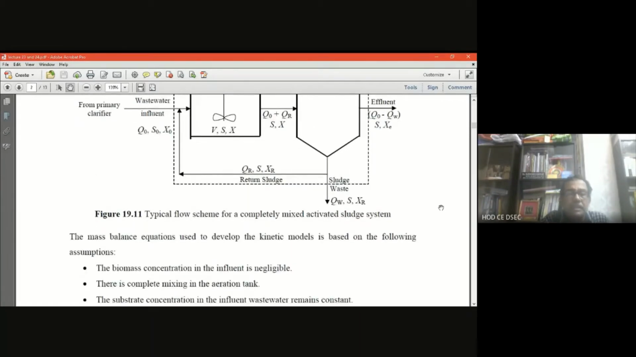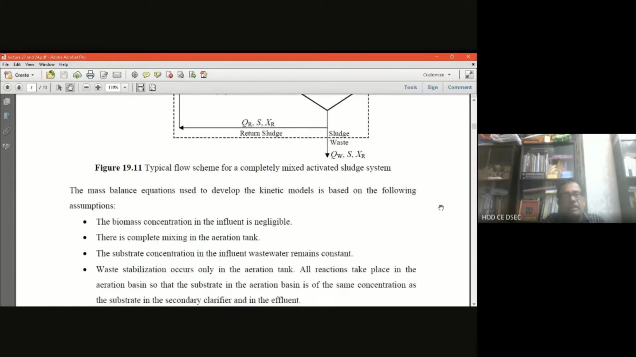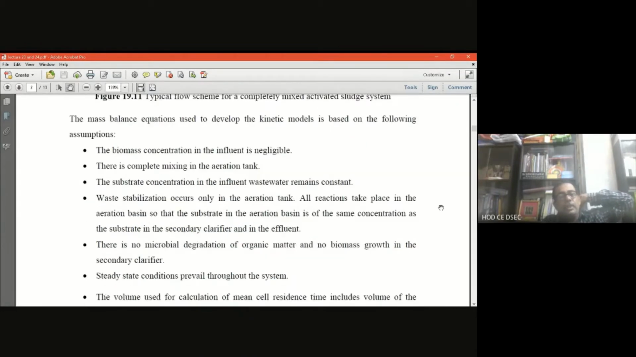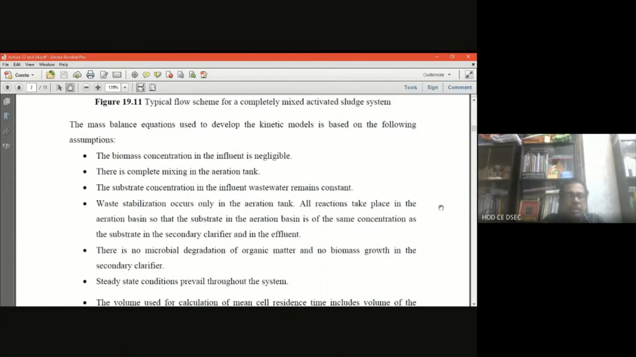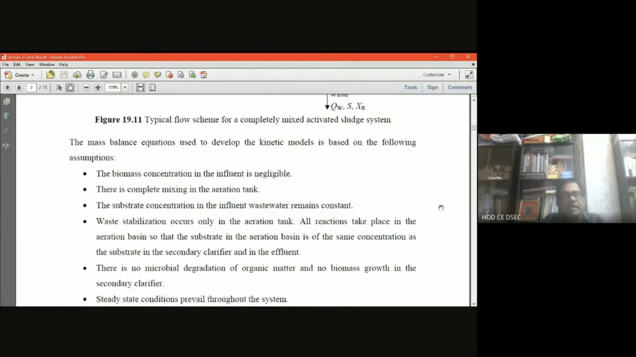Now this mass balance equation will be used to develop the kinetic models based on some assumptions. First, let us consider the assumptions in the mass balance equations. Considering these assumptions, I must tell you that the biomass concentration in the influent is negligible. As I have just told you, X0, the biomass concentration, you can consider as zero, because it is assumed as zero in the influent, as it is negligible.